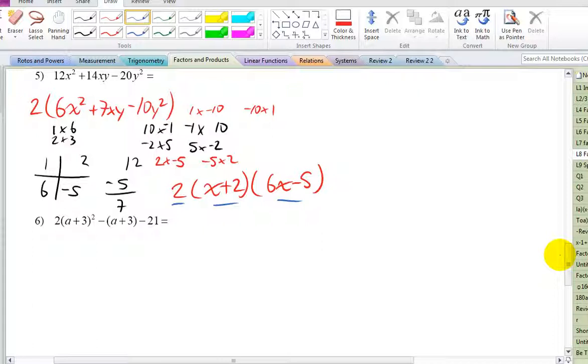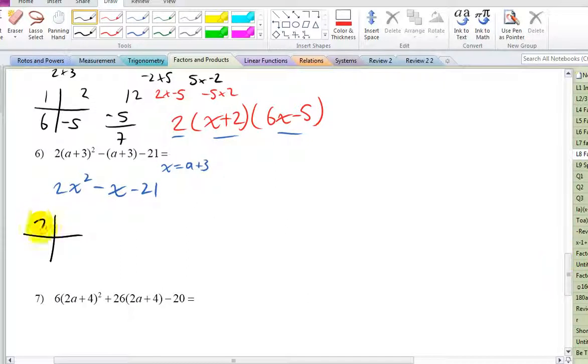Okay, number 6. Write down the question. And I just want to show you this one because it does come up, but you're not going to solve it. Okay. So I'll show you what to do. This becomes 2 times x squared minus x minus 21. So the a plus 3 gets replaced by the x. Now I can factor it. Okay, so don't do any more work after this. Or you can. Actually, you should want to write it down, but I'm going to do it for you.